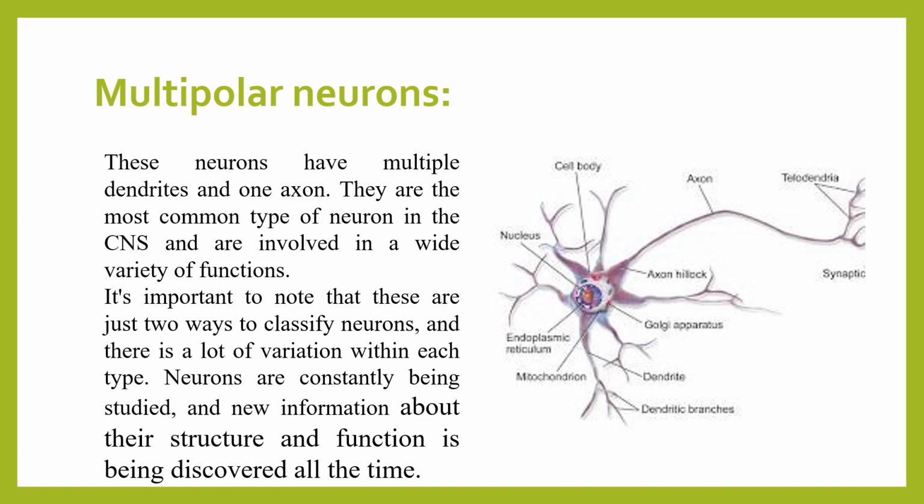It's important to note that these are just two ways of classifying neurons, and there is a lot of variation within each type. Neurons are constantly being studied, and new information about their structure and function is being discovered all the time.